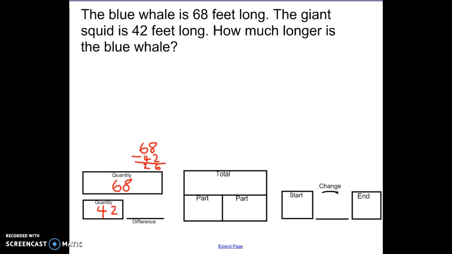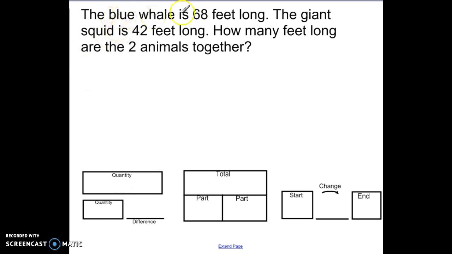And one other thing that I forgot is that as I am placing these quantities in the correct box, I also want to note that this is my question. This is what I need to answer. So this is an example of comparing numbers. Next one. The blue whale is 68 feet long. The giant squid is 42 feet long. How many feet long are the two animals together?